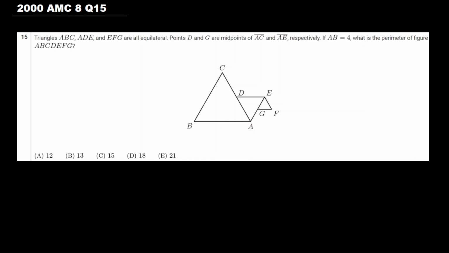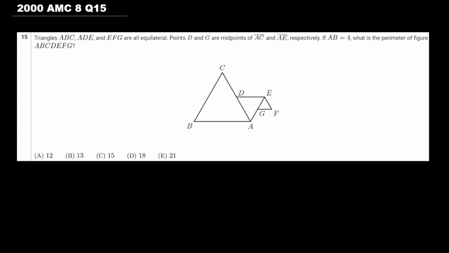3 minutes or less. Our next problem is 2000 AMC question 15. Triangles ABC, ADE, and EFG are all equilateral. Points D and G are midpoints of AC and AE respectively. If AB equals 4, what is the perimeter of figure ABC?